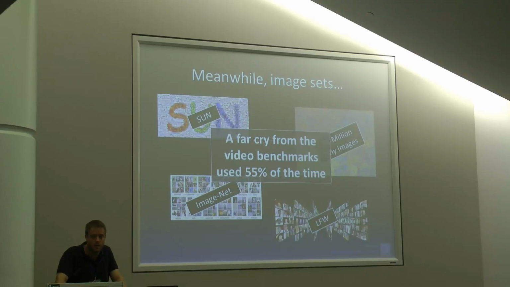So it's a very, very different picture than the one we're seeing for the 4 old benchmarks that, again, account for 55% of the usages of benchmarks in computer vision papers at CVPR, ICCV, and so on. So there's a very big difference between what people are doing in images and what people are doing in action recognition videos.